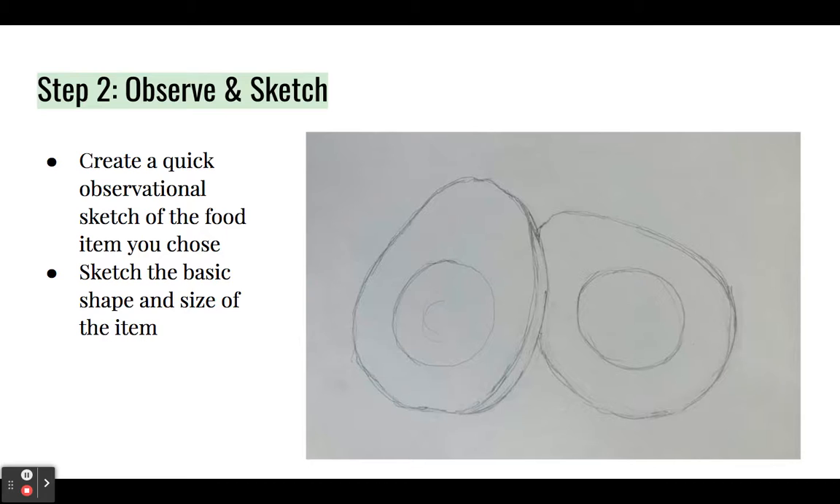After that, you should go to step two, which is observe the artwork or the object and sketch. So create a quick observational sketch of the food item that you chose. Sketch the basic shape and the size of the item, and then you can add any details if you need to. What I did, as I said, is I put the avocado in front of me and tried to draw it as best I could. I did a very quick sketch of this just on a white piece of paper, and you should be doing the same thing.